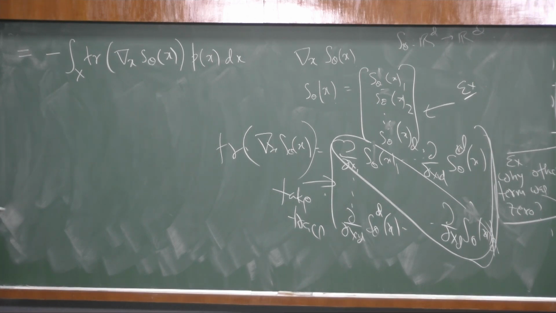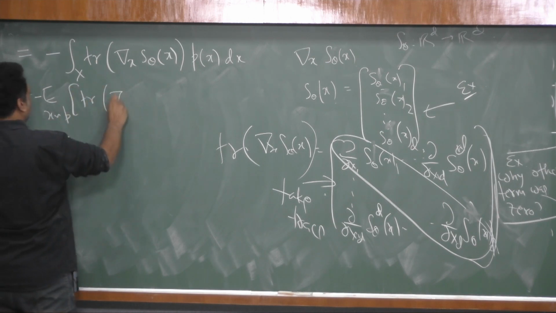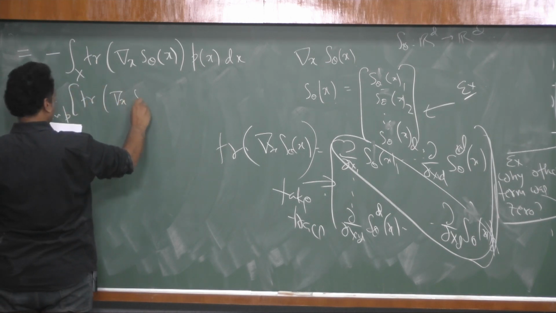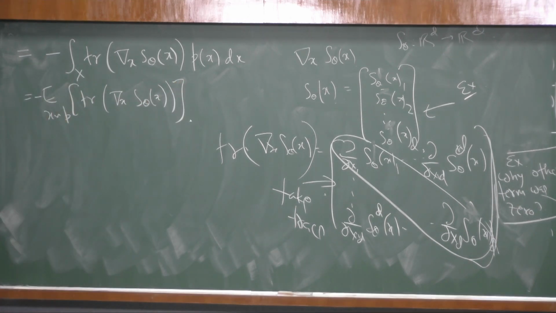But you just write this as an expectation now, expectation over this, right? So this is, and all this is negative, so negative of the expectation over p x of the trace of grad x s theta x. Two exercises, try to fill in those calculus exercises.